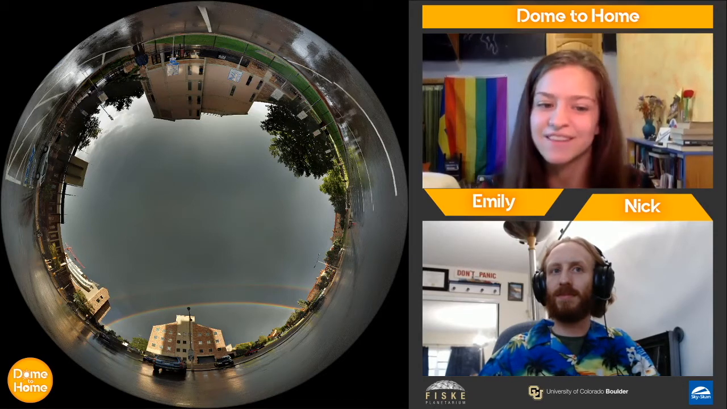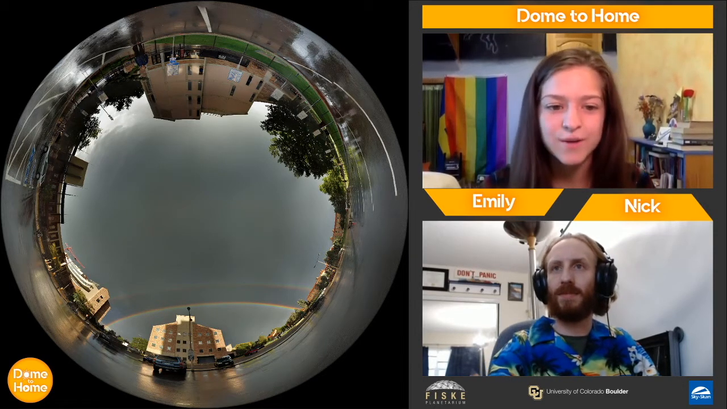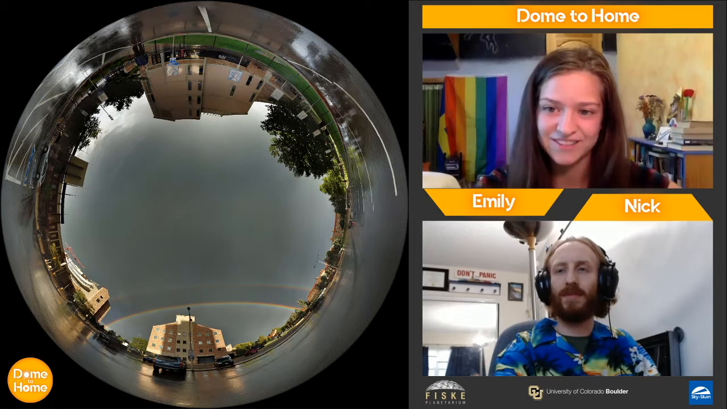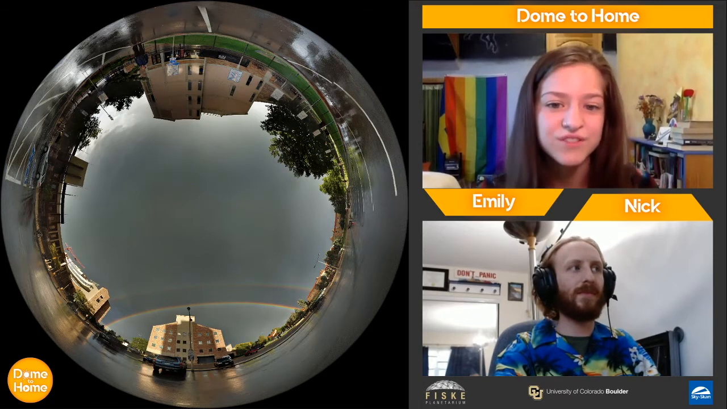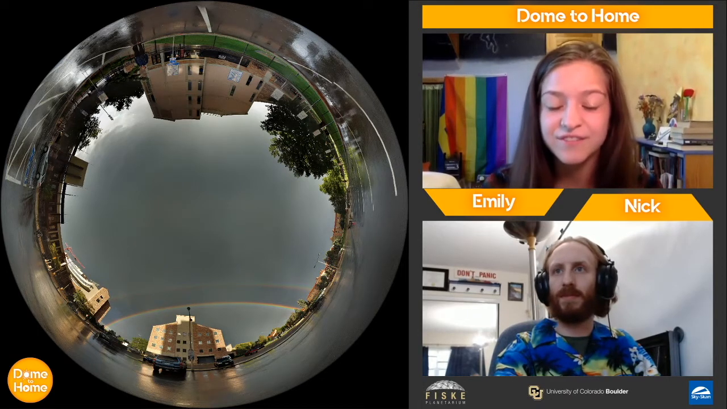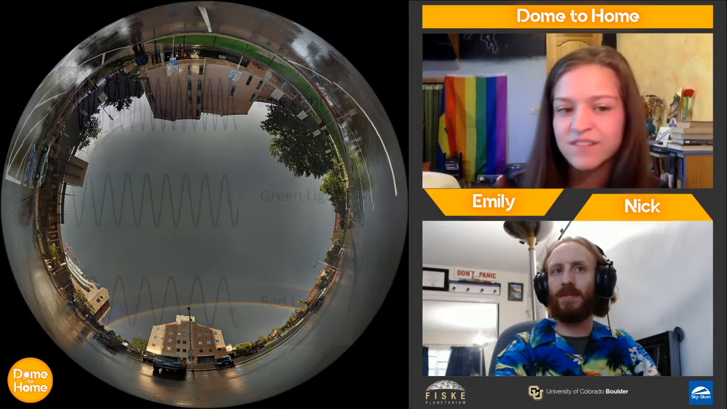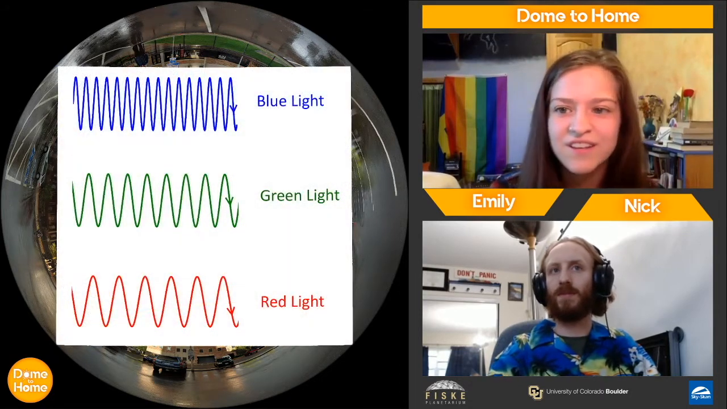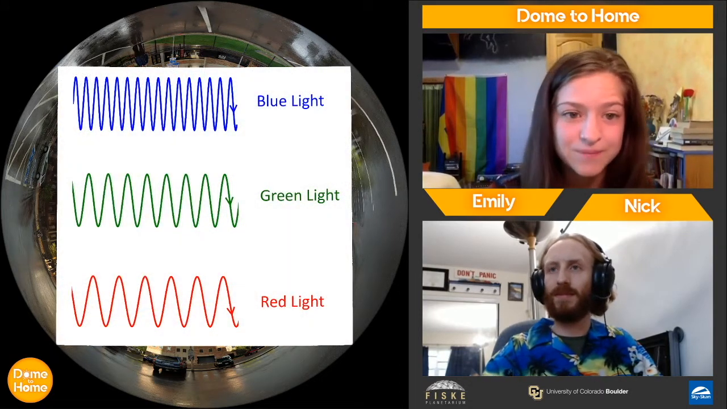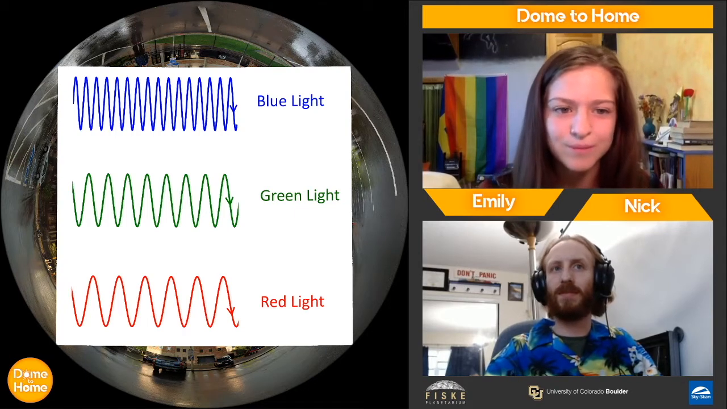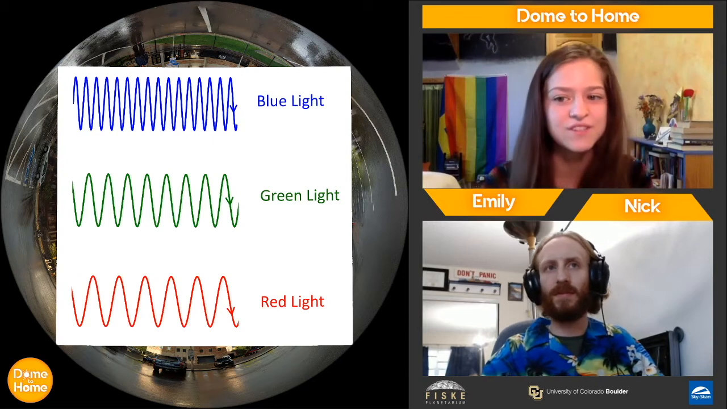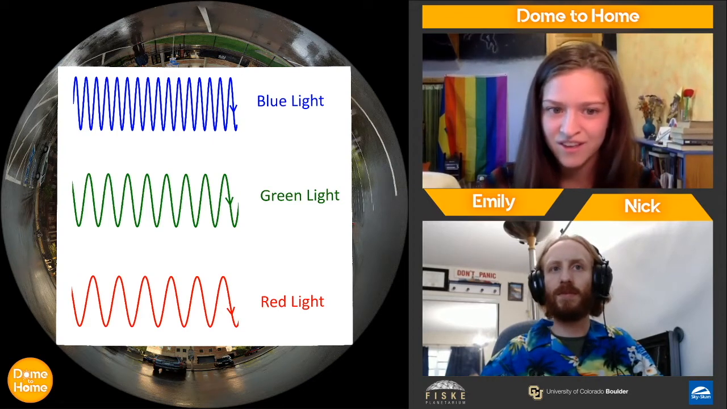To understand this, we first have to understand some very simple properties about light. First of all, a color is defined by its wavelength of light. So Nick is putting up a picture on the screen, and we can see that blue light has a much shorter wavelength than red light. And this brings us to some interesting consequences.